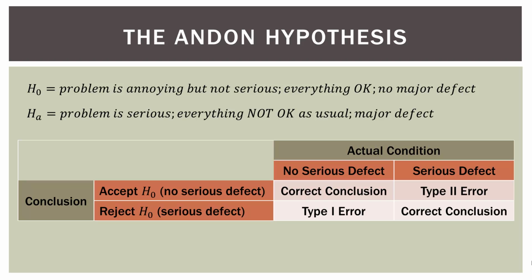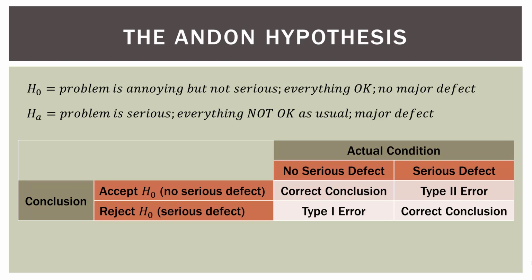So we have two conclusions we can make. We can accept our null hypothesis, or you can think of it as not rejecting. I should have changed that to not rejecting our null hypothesis, and that is no serious defect. We could reach the conclusion of rejecting our null hypothesis, that there is some serious defect going on. So that's the conclusion we can make on the line in the moment. Now the actual condition, maybe when the supervisor walks over, could be that there is no serious defect or there is some serious defect.